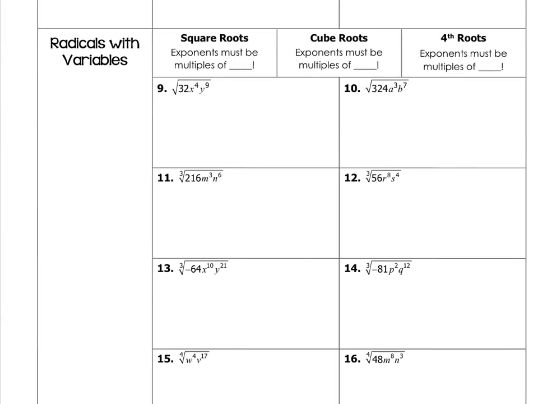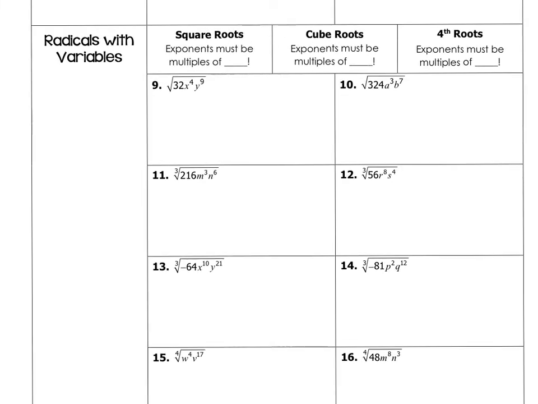Radicals with variables. Again, these are Algebra 2 materials because it's got variables in there. It's not going to be in any of the quizzes, but I want to give you the option here so that you can get pre-exposed to it and see how you can do this.